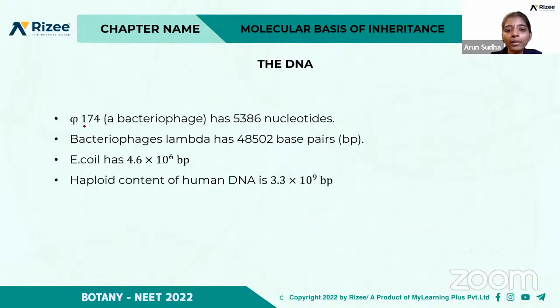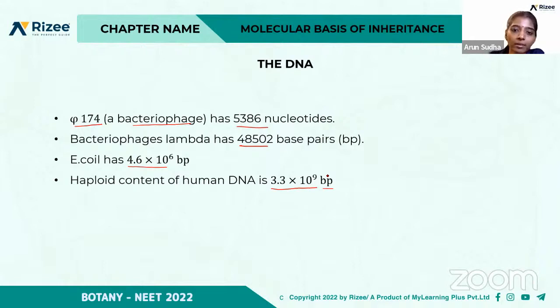If you take phi X174, it is a bacteriophage which has about 5,386 nucleotides. And bacteriophage lambda has about 48,502 base pairs. And E. coli has about 4.6 into 10 power 6 base pairs. But the haploid content of human DNA is 3.3 into 10 power 9 base pairs. So it varies from species to species. That is the number of nucleotides.